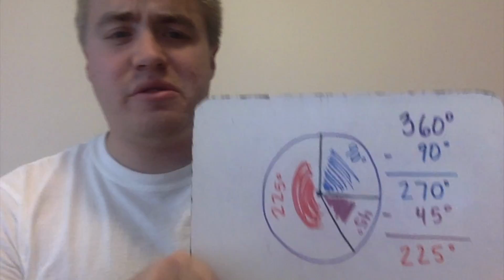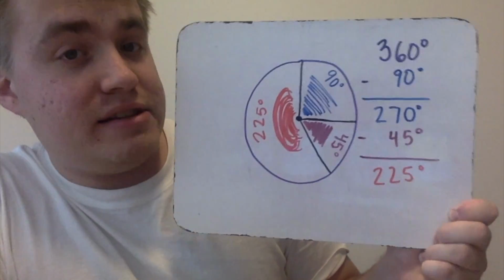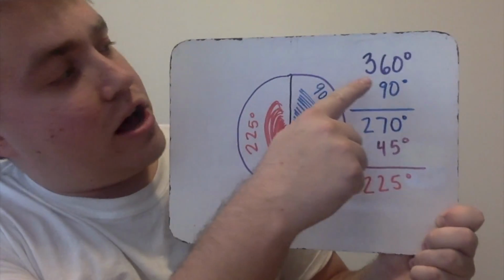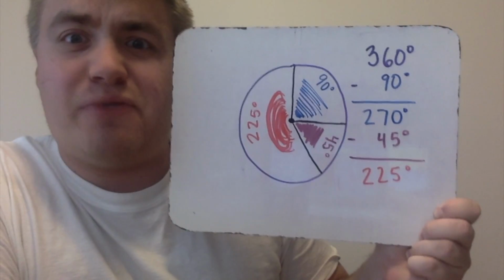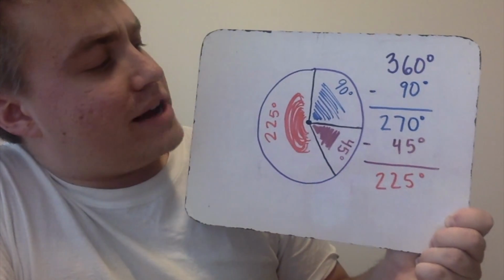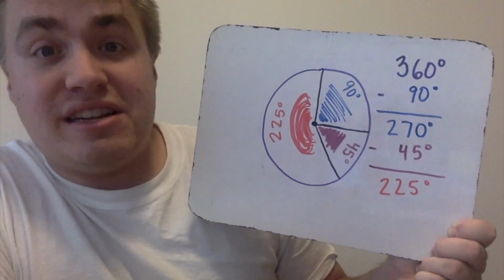But another question does say to shade in 3 different angles with a sum of 360 degrees. So here's how I did that problem. I have my circle here in purple, and since my circle is in purple, I started up here with 360 degrees in purple, because that's a full circle, right? What I did was I just made a right angle. My right angle here is 90 degrees.